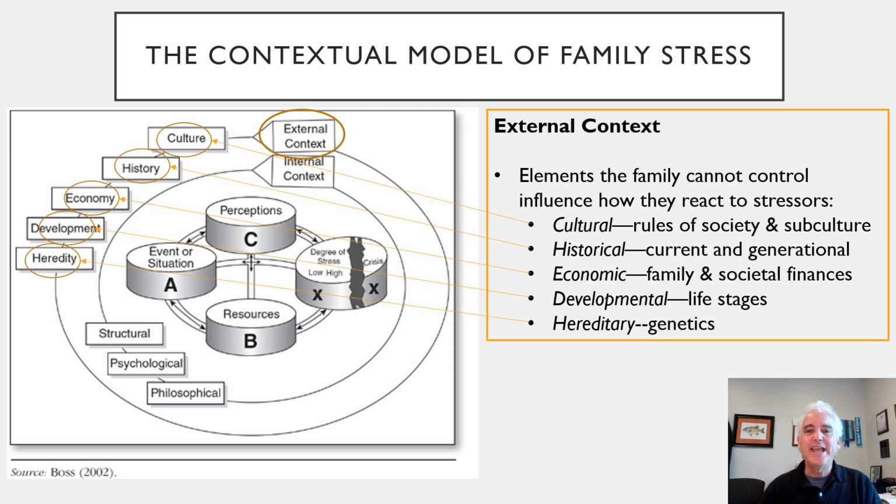So first, the external context. These are elements that the family has little control over and really not much they can do about these things. They still, however, influence the family and how they react to stressors. Cultural issues: the rules of our part of society, the rules of the larger society. What are the rules of American society? And then we also have to consider the rules of our subculture.